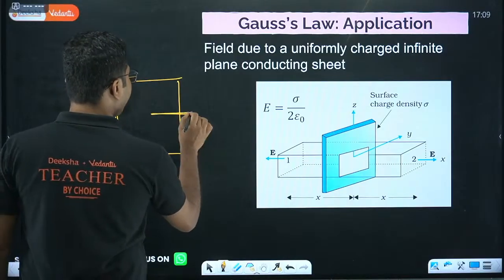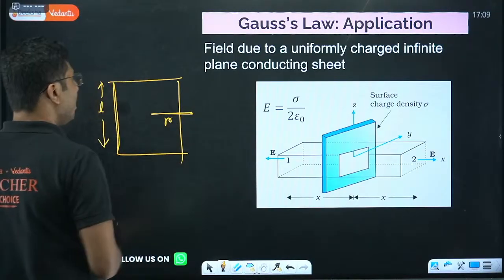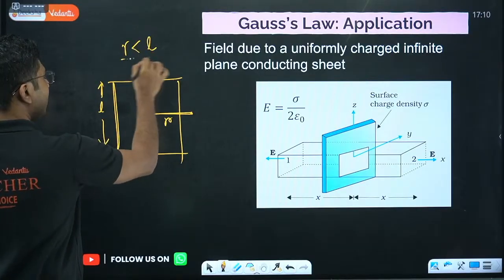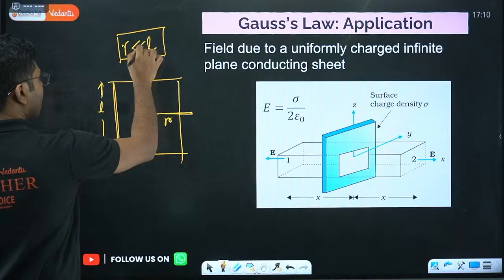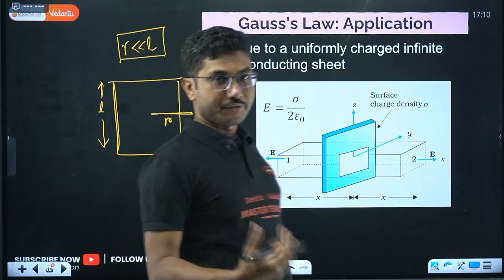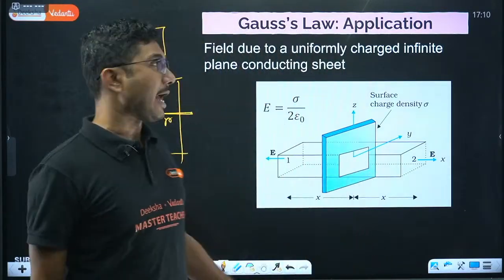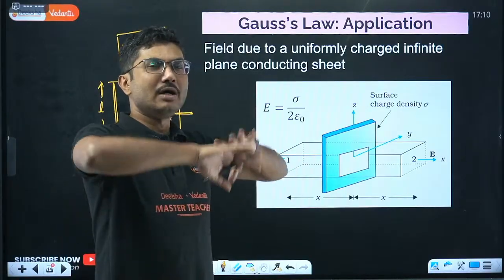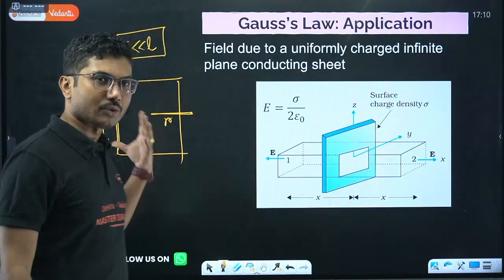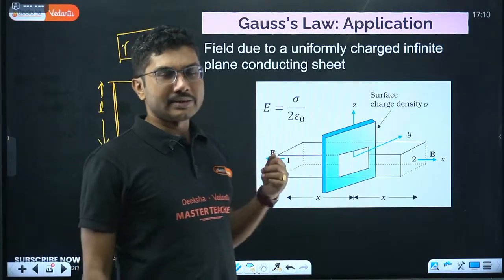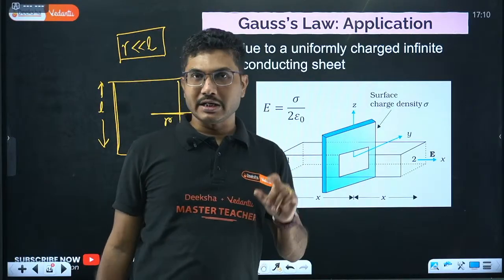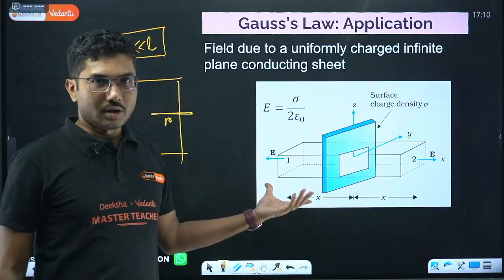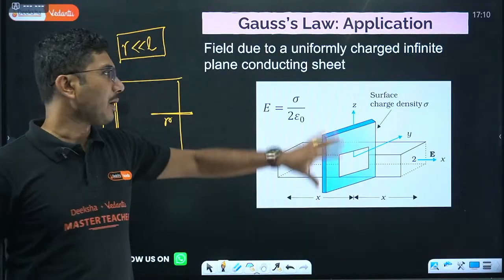So if the distance is small compared to the dimension of the surface, that point can still be considered as lying near a charged infinite sheet. For example, we have a 50 centimeter by 50 centimeter square sheet, and the distance where we are measuring the electric field is, say, 1 centimeter. So 1 centimeter is 1 by 50th, much smaller than the dimension. That means we can still apply the formula.